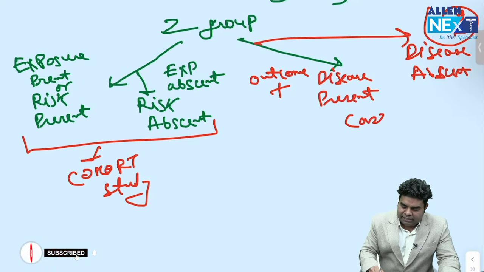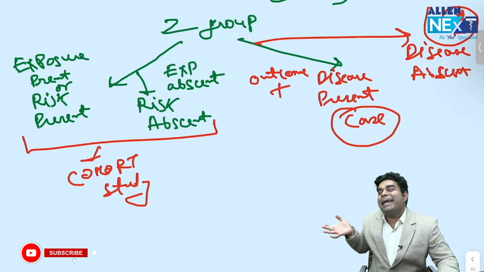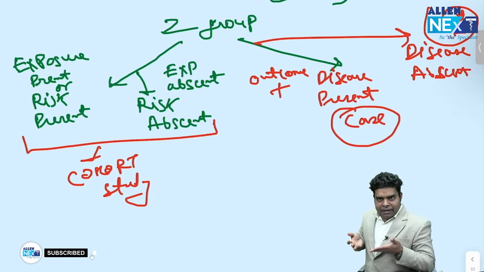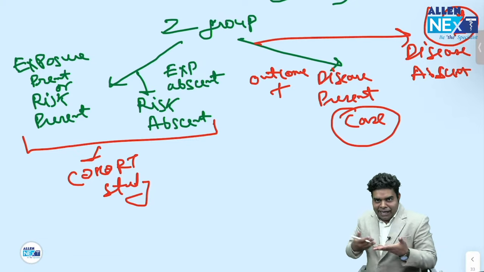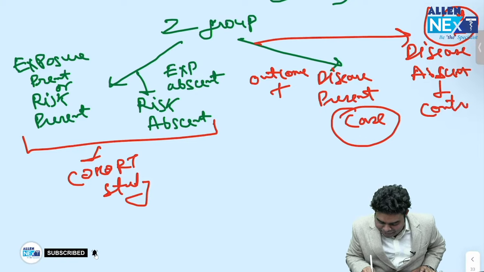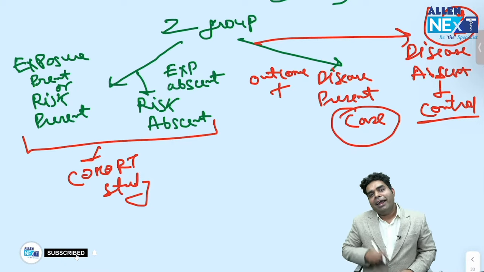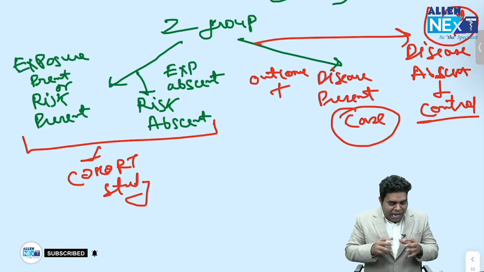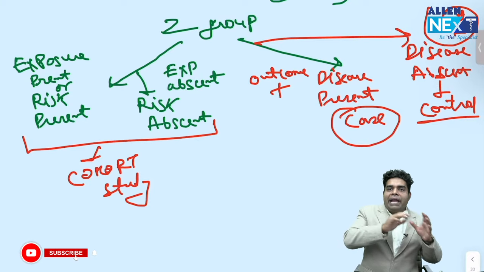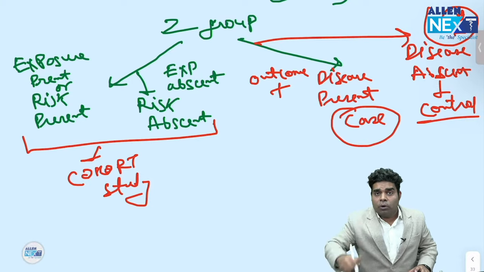Then it will be case-control. Cases are those with some abnormality. Matlab some abnormality is there. Okay. So that is a case. And disease absent is control. Control means the one which is normal. Okay. So they have asked this question also: online ordering is associated with obesity. What will be the two groups in case-control?